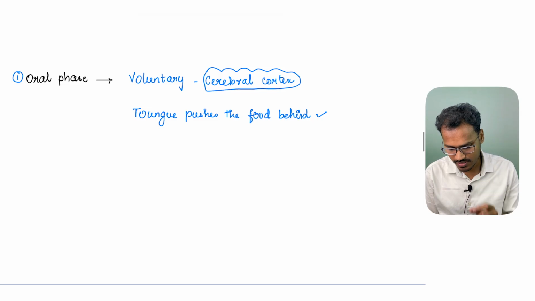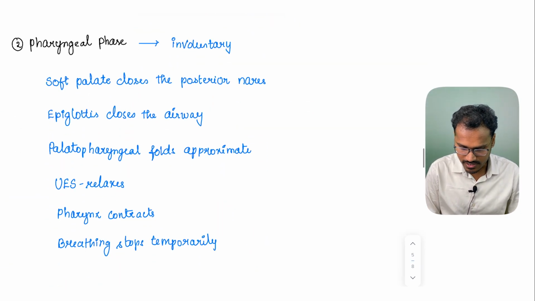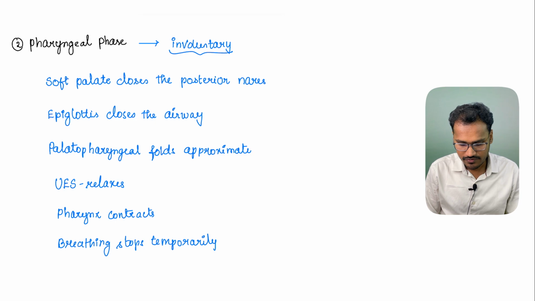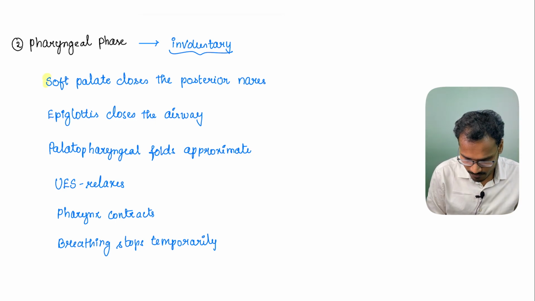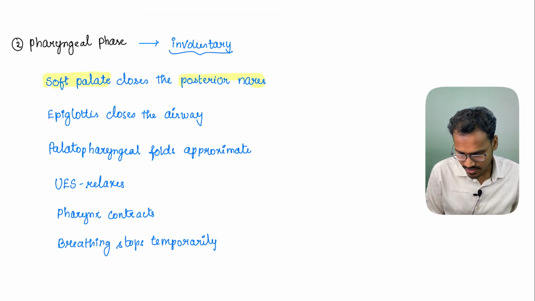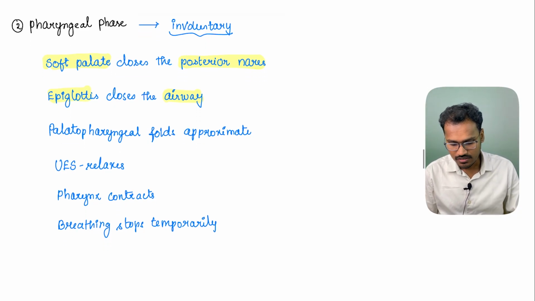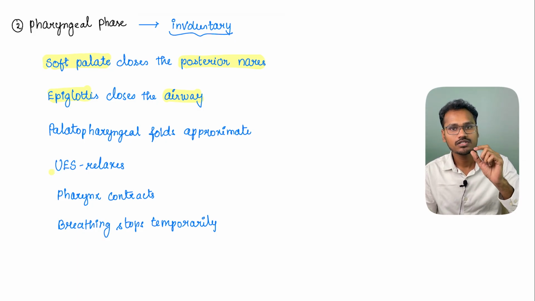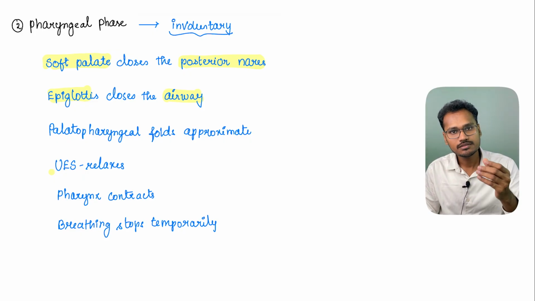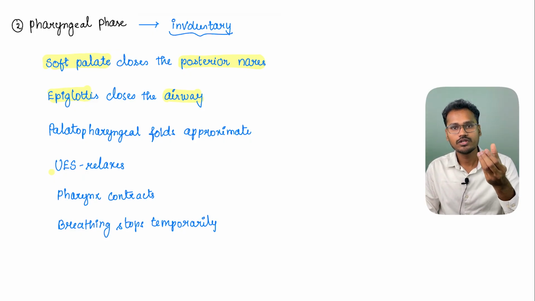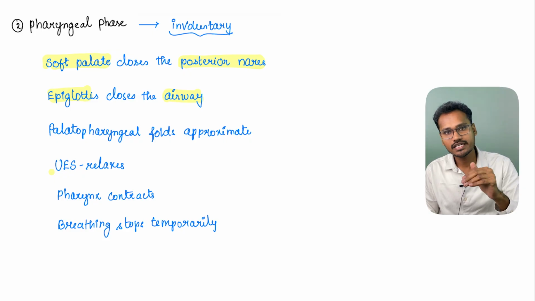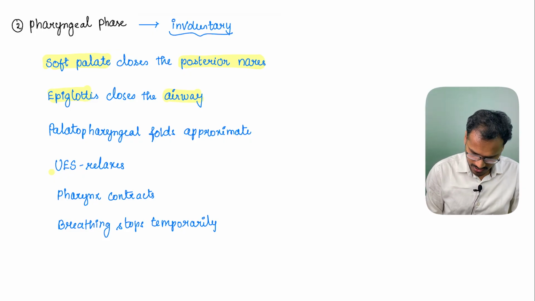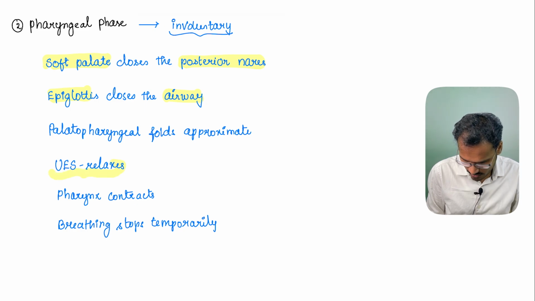Coming to the pharyngeal phase, it is very important. First thing is it is involuntary, and as I told, we have to close two important regions. The soft palate will close the posterior nares and the epiglottis will close the airways. So these are the two important regions. Then the palatopharyngeal muscles will approximate, and there is also the upper esophageal sphincter. Now the food has come, so the upper esophageal sphincter has to slowly relax. This sphincter is there to prevent secretions from the windpipe from entering the esophagus. So that is prevented, but right now, the upper esophageal sphincter will slowly relax.